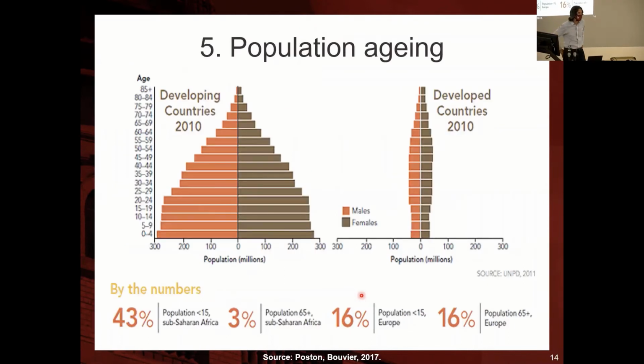And the fifth point is that population is getting older. Fewer children, people living longer, then you start to have proportionally more people in older ages. These graphs here are in millions, so this is not in percentage terms. This is for developing countries and developed countries.